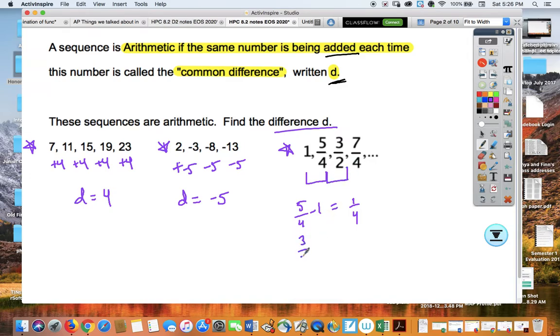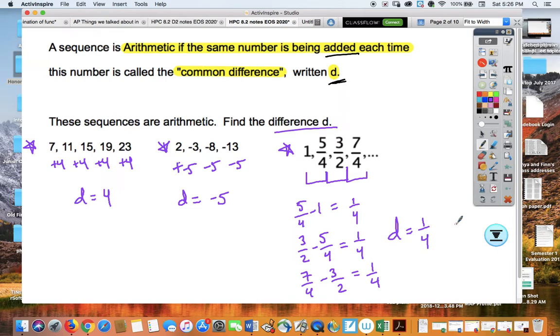So is 3/2 minus 5/4 the same thing? So 3/2 minus 5/4, yep, you get 1/4. And then I could find the common difference between those two. Is 7/4 minus 3/2, that's like 7/4 minus 6/4. Yeah, you get 1/4. So the common difference here is 1/4.